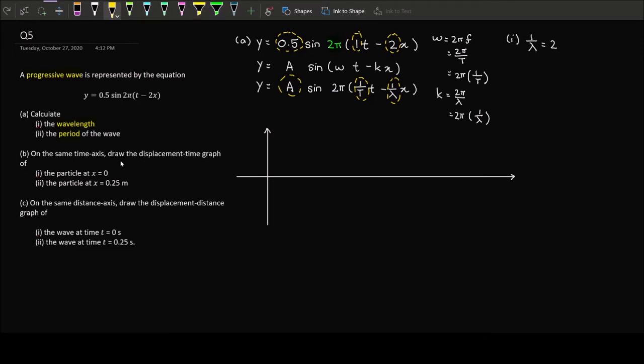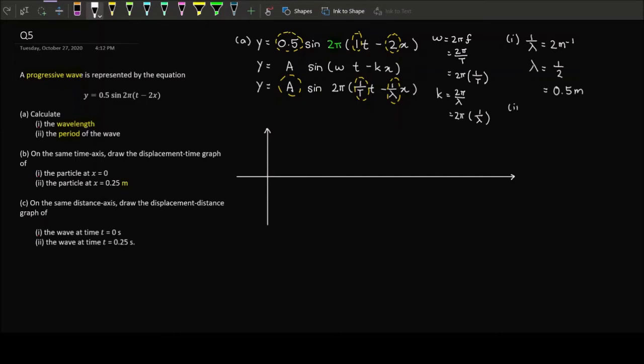So most probably, because x is in the unit of meter, and k is multiplied by x to form radian, most probably k will be in the unit of per meter. So this will be in the unit of per meter. So if this is in the unit of per meter, then our lambda will be 1 over 2 and it will be 0.5 meter. Okay, so that's how you find the wavelength.